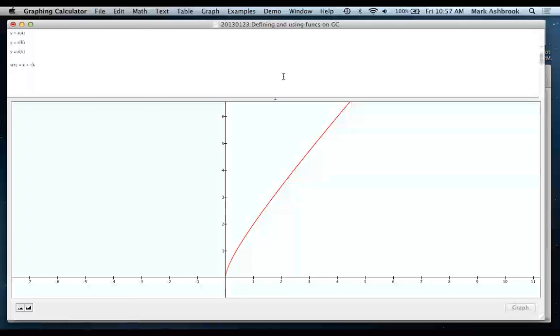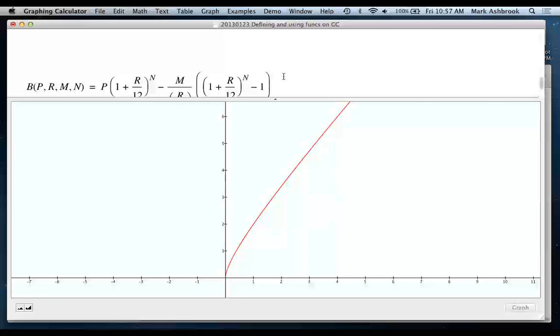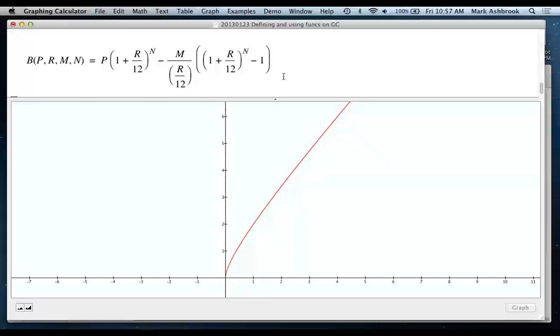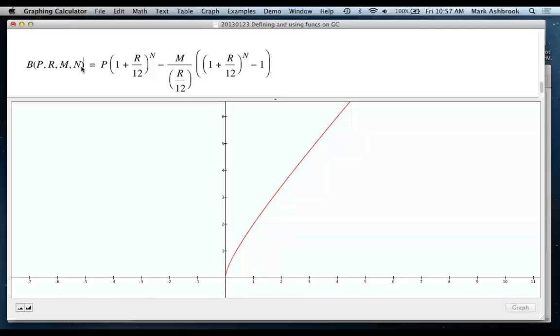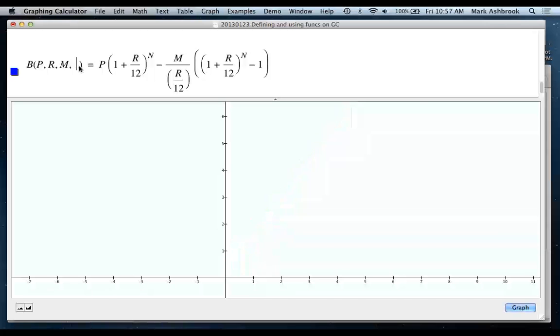So let's look at, I think you guys had this, right? Lots of students in the past have defined the function this way. They knew they wanted to graph the input as a number of payments, so they did this. Maybe this is something you guys did too. Talk to me about this. So now I want to define my function b as input variables p, r, m, and x. And then here is my rule using p, r, m, and n.